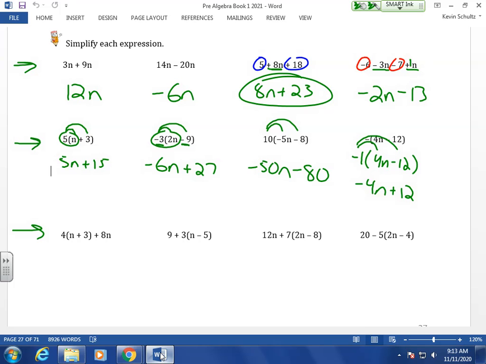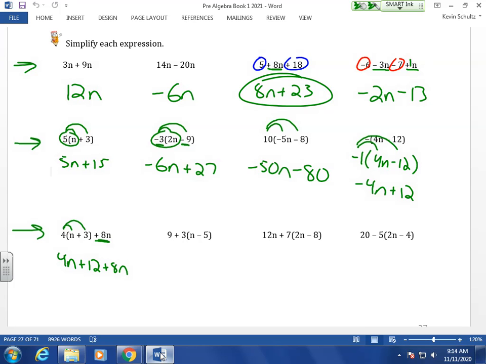So in this first one, where we've got 4 times n plus 3 plus 8n, this plus 8n is not part of our parentheses at all. We're not multiplying by it. It's not included in it. It's completely separate. So when we distribute, which we do whenever we have parentheses, and we get 4 times n, which is 4n, and 4 times 3, which is positive 12, that 8n just drops down. It's not part of that distributive property.